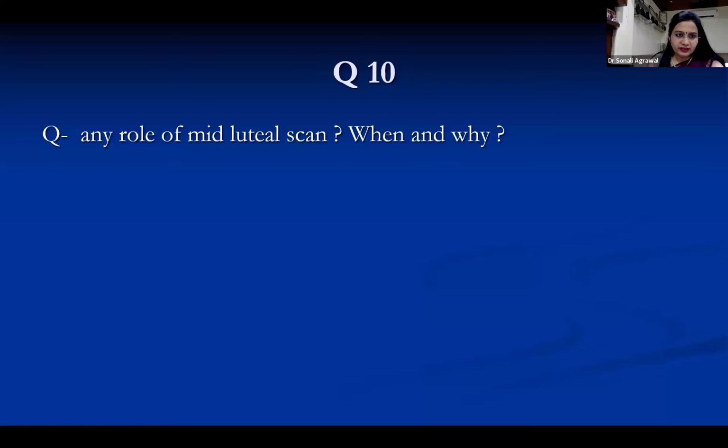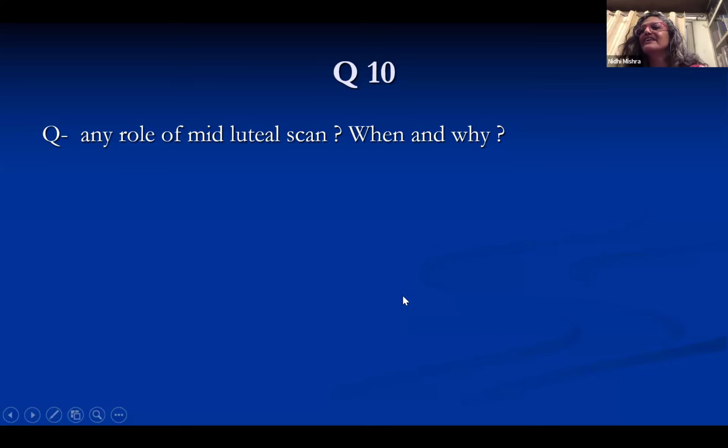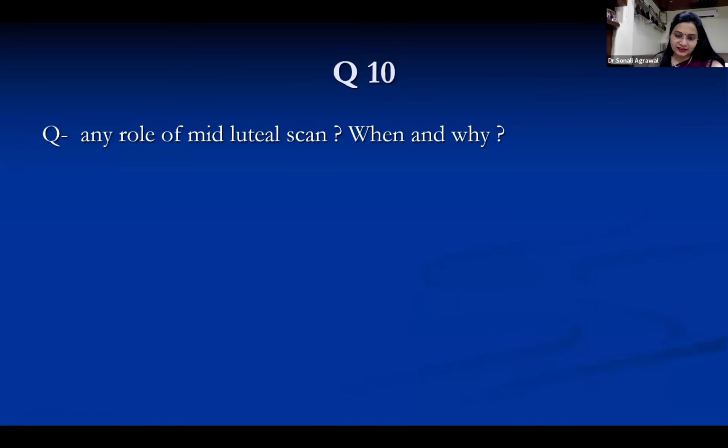I would like to ask our panelists, any role of mid-luteal scans? If it is, then when and why? Dr. Nidhi, would you like to take this question? Yes, ma'am. The mid-luteal scan we usually do to see whether the endometrium. Are you doing these mid-luteal scans routinely? No, we rarely do it, ma'am. We are not into infertility practice so much, so we do basic follicular scanning only. So mid-luteal scan, I have never done.